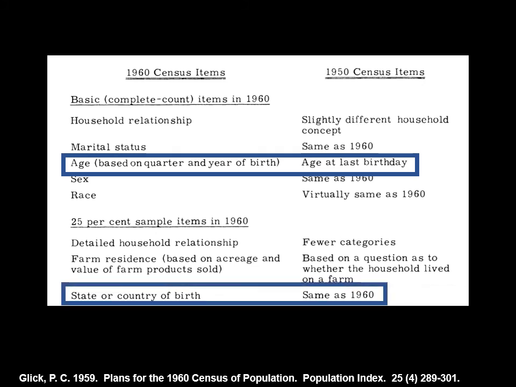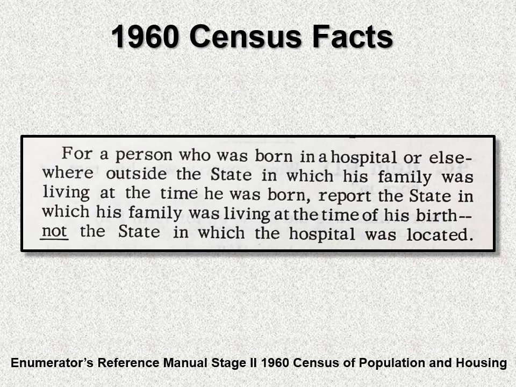They also wanted to know the state or country of birth, and it was kind of unusual the way they did this in both 1950 and 1960. So I want to show you that before I come back to this table. So here is from the reference manual for enumerators about 1960, and it says the directions are, for a person who was born in a hospital or elsewhere outside the state in which his family was living at the time he was born, report the state in which his family was living at the time of his birth, not the state in which the hospital was located.